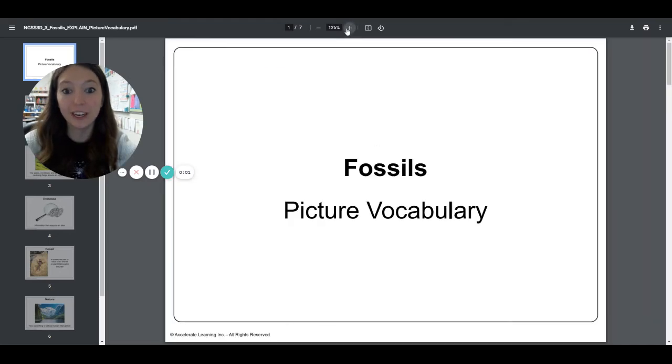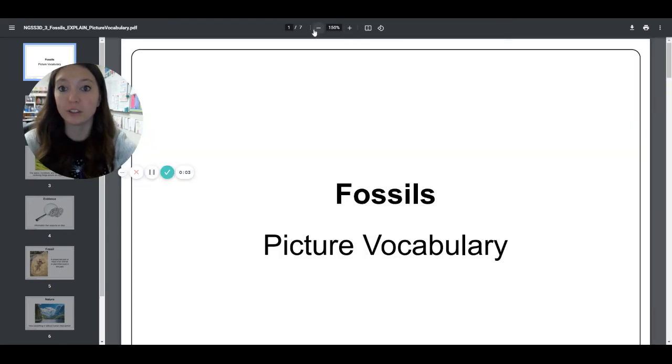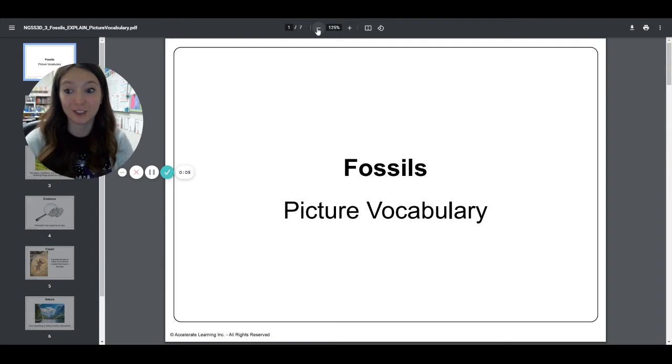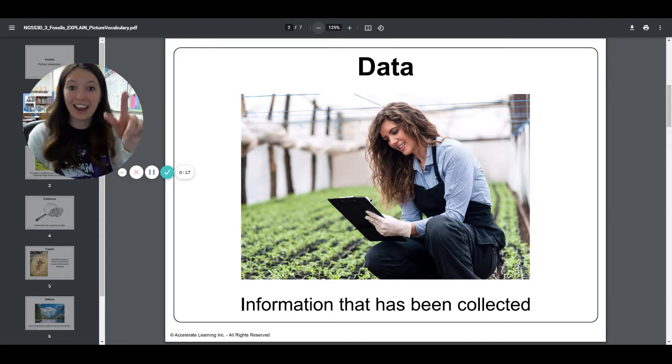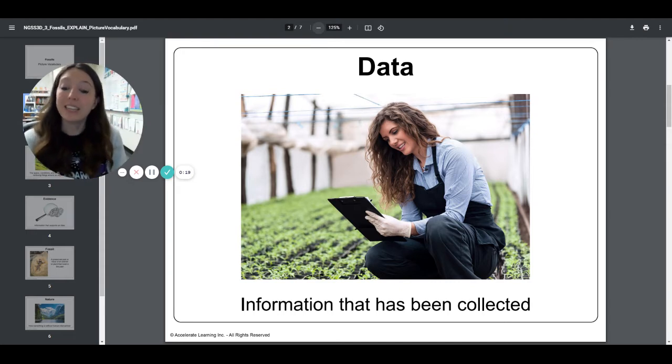Hi, boys and girls. We are going to go through our vocab words for our new unit on fossils. Our first word is data. Say data. Good. Some people say data, so you could say data too. Let's spell it. D-A-T-A, data. Data is just the information that has been collected.